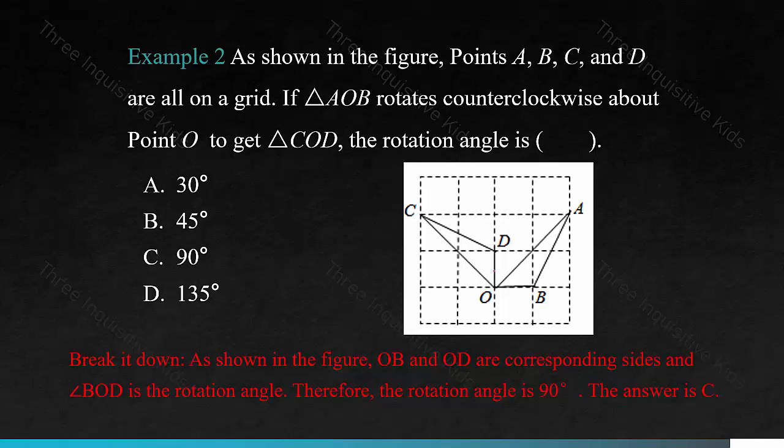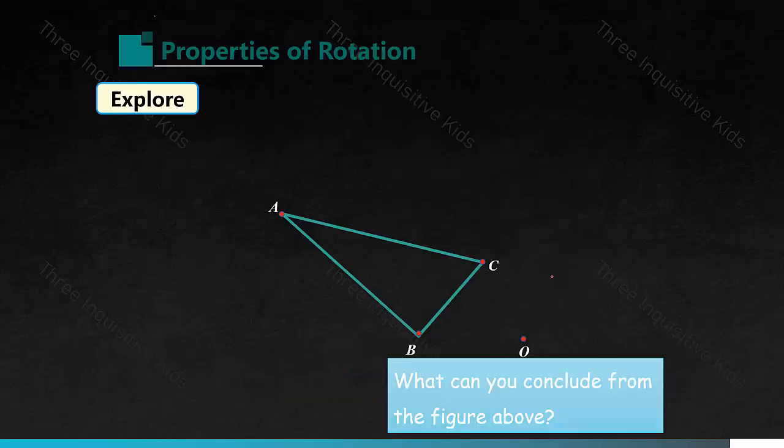First, you have to see what sides are corresponding. We can find OD and OB. Now you just have to find how much they each individually rotated. You don't have to look at the entire figure, just these two corresponding sides. You can see that they rotated 90 degrees, which means that the entire figure rotated 90 degrees. Our answer is C.